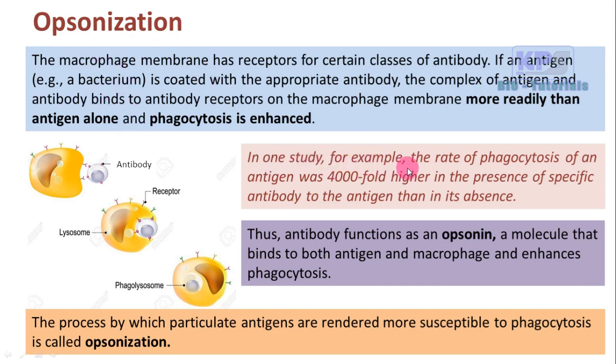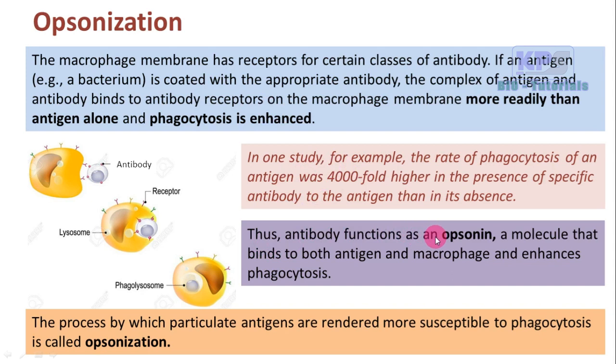In one study, for example, the rate of phagocytosis of an antigen was 4,000-fold higher in the presence of a specific antibody to the antigen than in its absence. In one study, the presence of antibody increased the rate of phagocytosis by 4,000-fold. So that is the importance of opsonization.